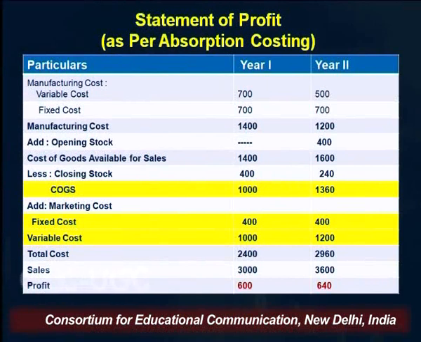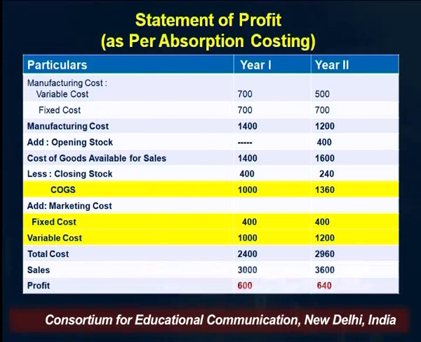We take up manufacturing cost. Here we don't start with the sales, we take up manufacturing cost, variable cost is given, fixed cost is given. Remember, for manufacturing cost we have to take up both variable as well as fixed. So unlike marginal costing, here we take up the total manufacturing cost, fixed as well as variable. So 700 and 700, it becomes 1400, that is my manufacturing cost. I'll add opening stock, there is no value. Cost of goods available for sale is 1400, which is equal to the total manufacturing cost.